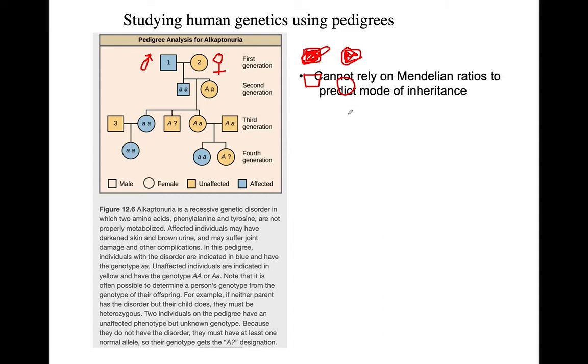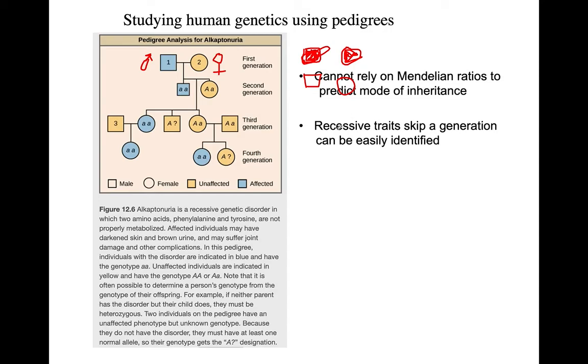Okay, so an important thing to recognize with studying pedigrees is that you cannot rely on Mendelian ratios to predict the mode of inheritance. So if we give you a problem like this and ask you what kind of inheritance pattern there is, you don't look at these parents and say, oh, they have a 2-to-1 ratio, it means whatever. You really can't do that because you don't have enough data points to do that kind of statistical analysis. So what you have to do is rely on the behavior of genes throughout generations.